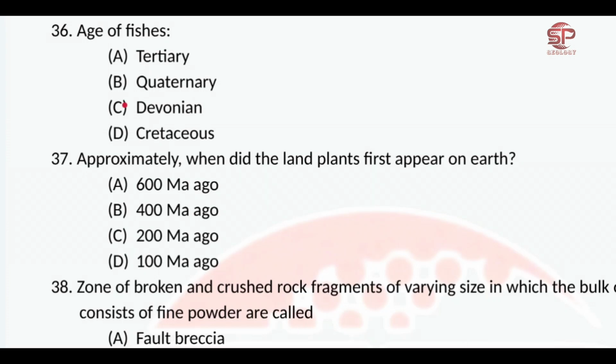The age of fishes: if it is Devonian, it is called the age of fishes. Approximately when did land first appear on Earth? Approximately you can say 470 million years ago during the Ordovician period. The first land plants appeared, said to be the bryophytes. So the answer will be 400, it is close to 470. The answer will be 400 million years.